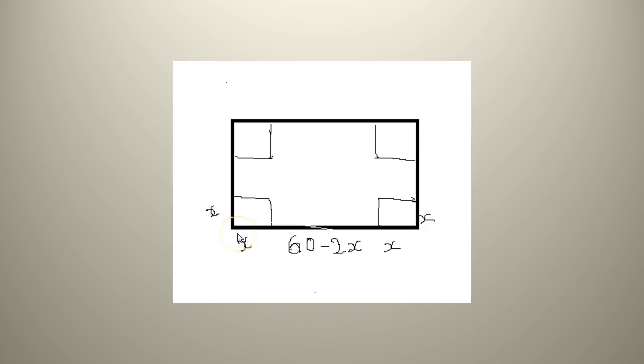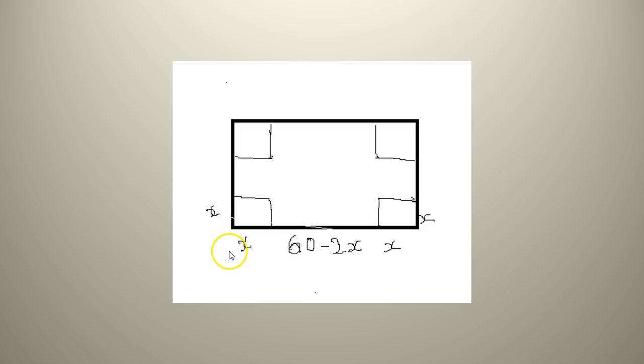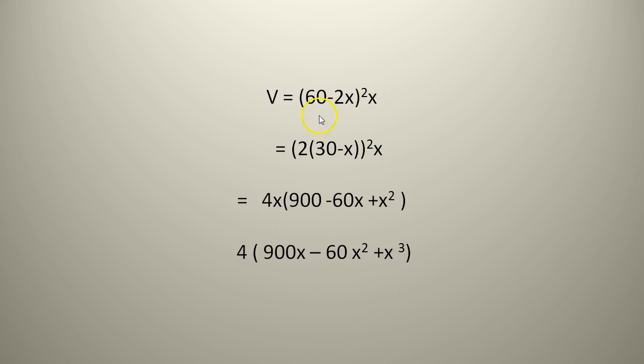So we are cutting out x from each side. So the length of this side would be 60 minus 2x. The same would apply for all the four sides. So volume is length into breadth into height. That would be, this is 60 minus 2x, 60 minus 2x and the height is x. So volume would be 60 minus 2x the whole squared into x.